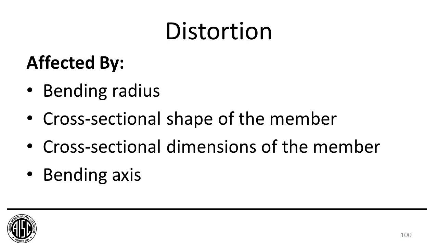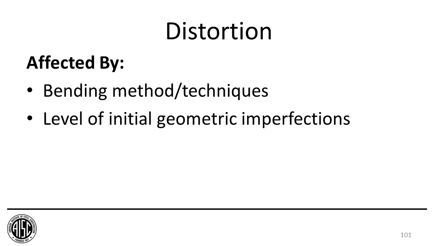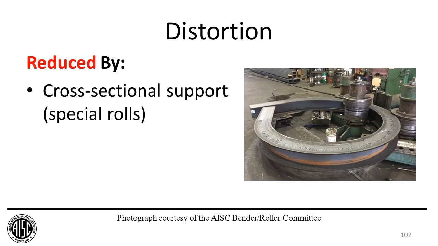So, after all of that, the distortion can be affected by many different things, including, obviously, a tighter bending radius, which will give you a higher alpha, so that's going to affect your distortion. Also the cross-sectional shape of the member and the cross-sectional dimensions of the member, primarily the slenderness of the element, the bending axis, weak or strong bending or off axis, the bending method and techniques used by the bender roller, and the level of initial geometric imperfections in the member. So if you look at the ASTM tolerances straight out of the mill, you'll have some level of geometric imperfections. And those, like I said before, will be amplified during the bending operation.